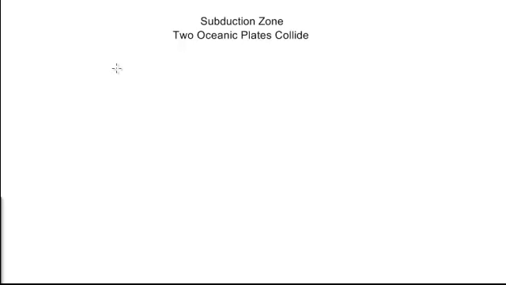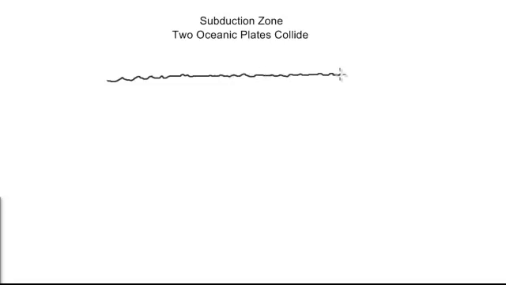Here we're going to construct a diagram to summarize subduction zones. And first we're going to show a subduction zone that forms because two oceanic plates are colliding. So all that's happening under the sea. So we're going to draw the sea surface up on top. We're going to look down below the surface of the ocean, and we're going to show two oceanic plates.